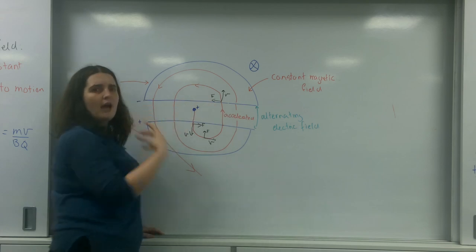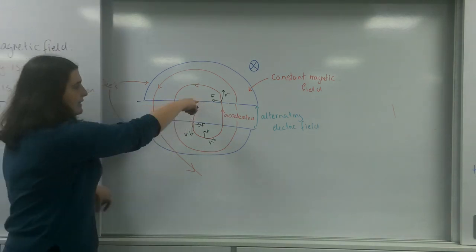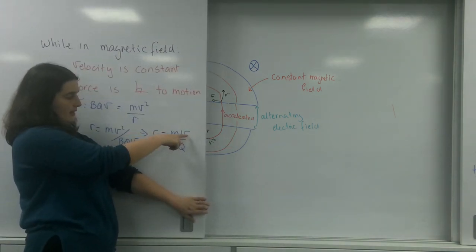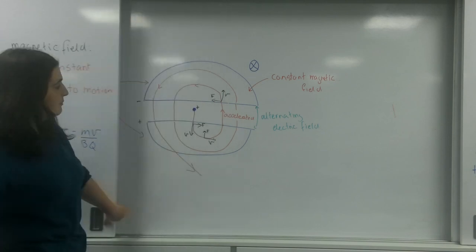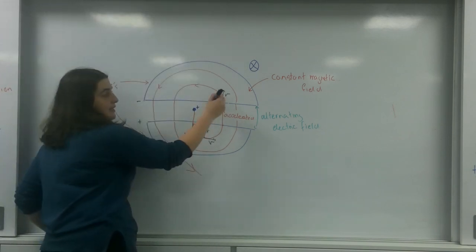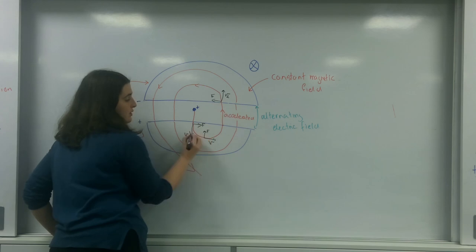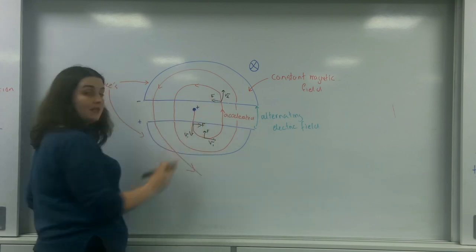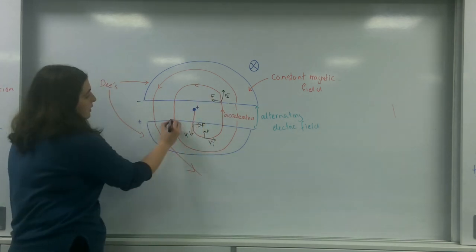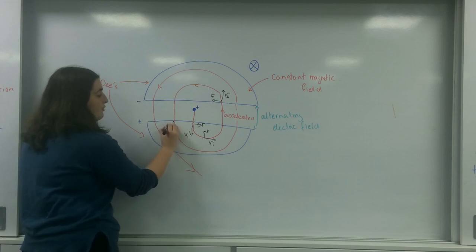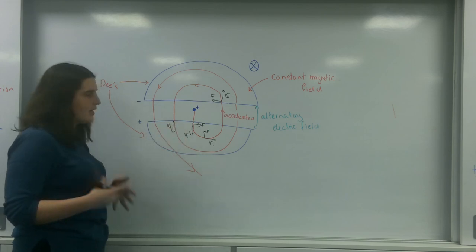And then because I've got a higher velocity when I've entered there, my radius is bigger. So this velocity is different here. So I'm going to call this V2. This is V1. That is V2. When I enter this one, I've got faster. I'm at V3. I'm faster every time.